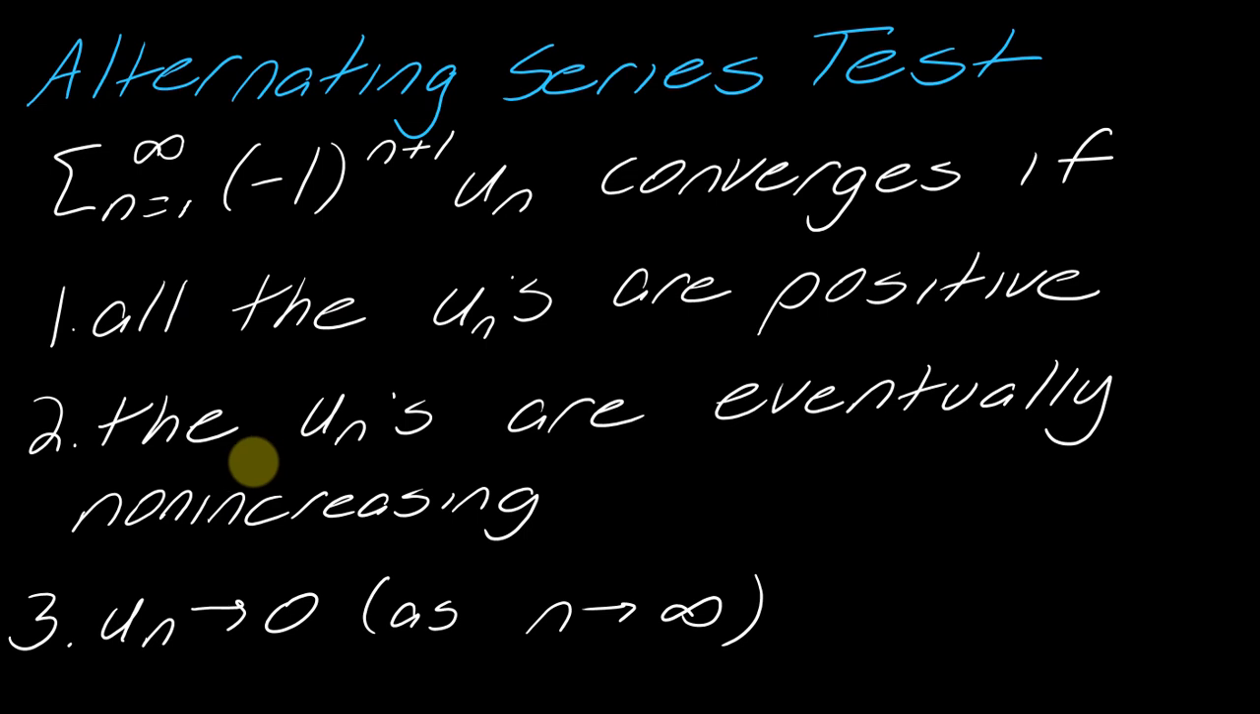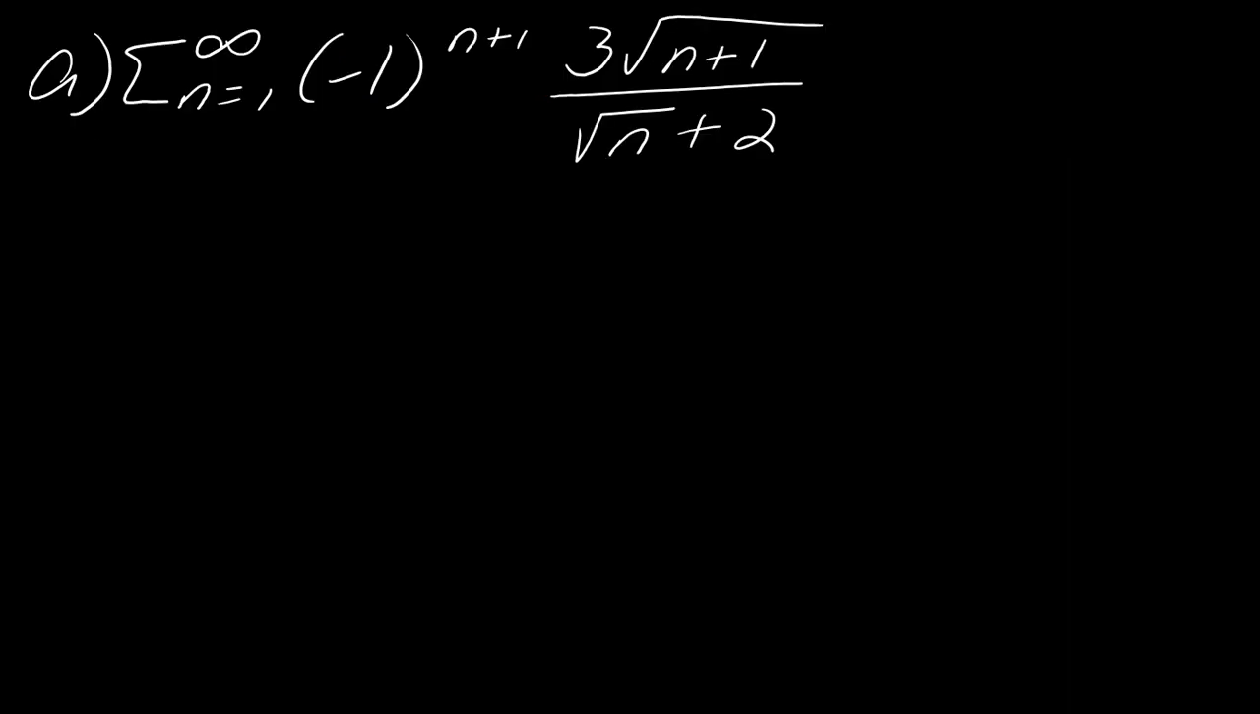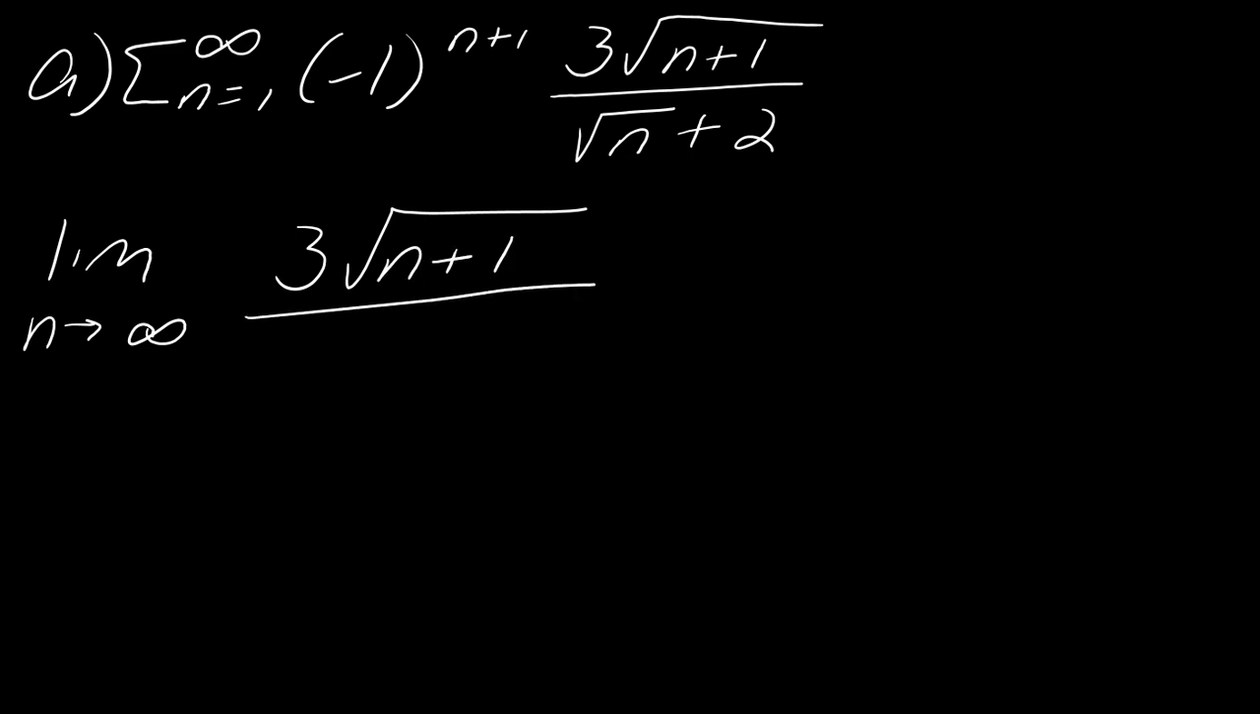Usually this first condition is the easiest to prove. The middle one can be harder because you'll have to use derivatives. And the last one is maybe the second easiest or second hardest, however you want to think about that. So this series is obviously positive, because I'm putting all positive n's into it, so that will stay positive. Like I said, that one's usually the easiest. The next thing though is let's evaluate the limit as n approaches infinity of this whole thing.